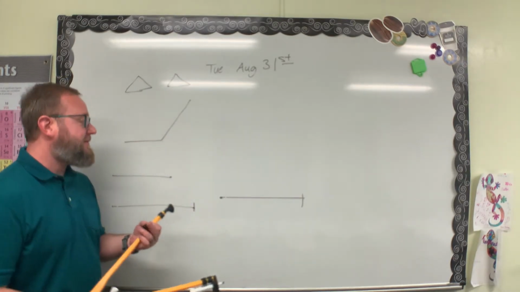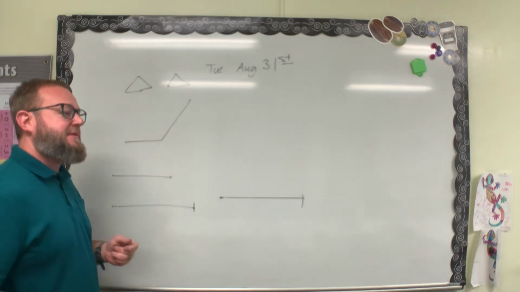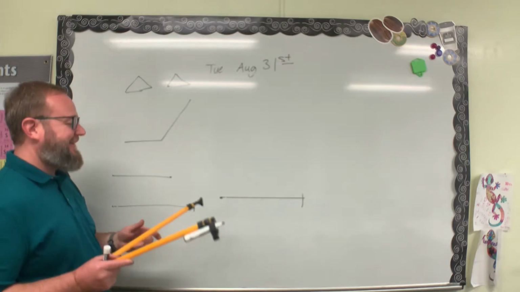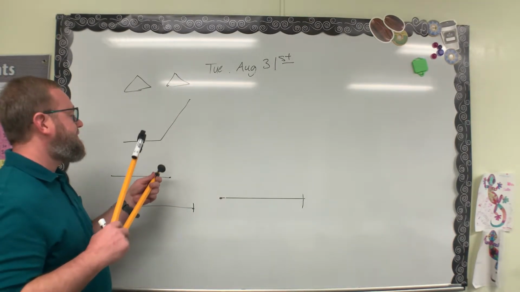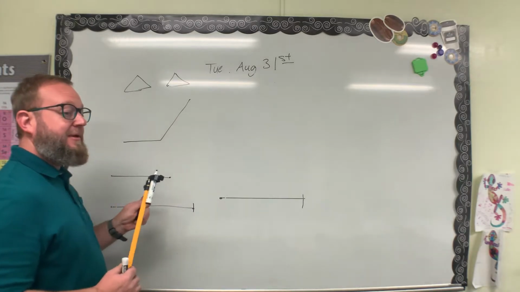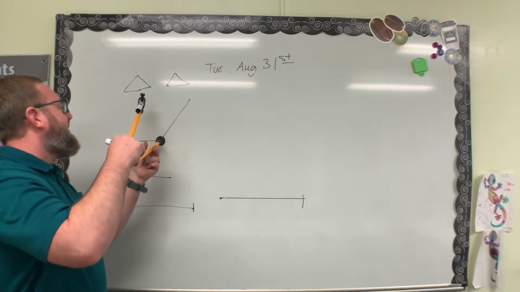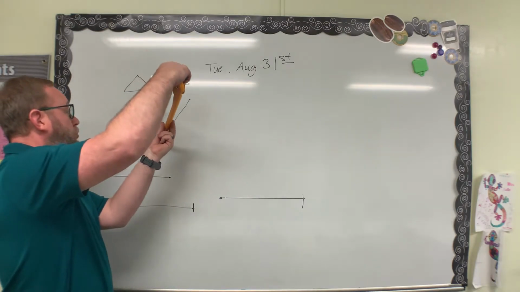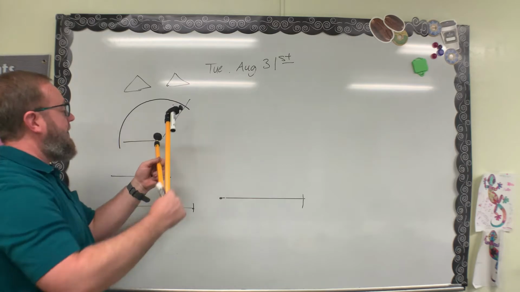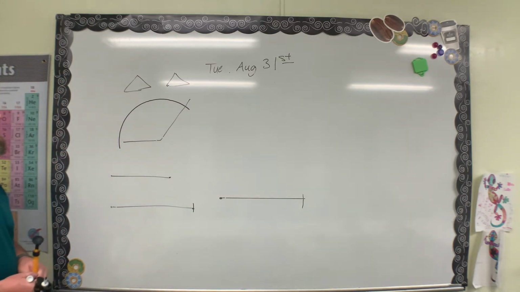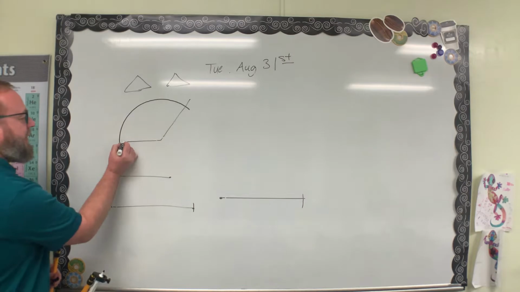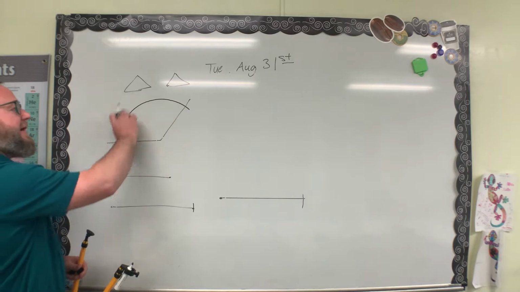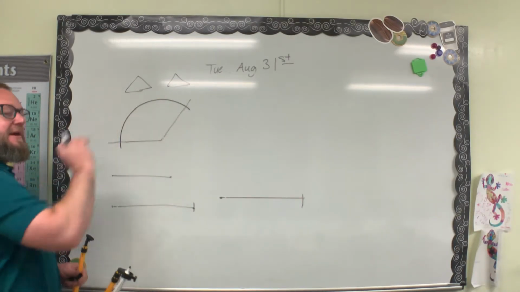I need to take this and figure out how big that angle is. Now, how do I do that? Not using a protractor. You take your compass, and you put your pointy end on the vertex. And I need to make an arc here, like that. Just so happens that when I drew it, it didn't make it quite long enough, but you get the idea. Now I have an arc that touches both sides of the angle.